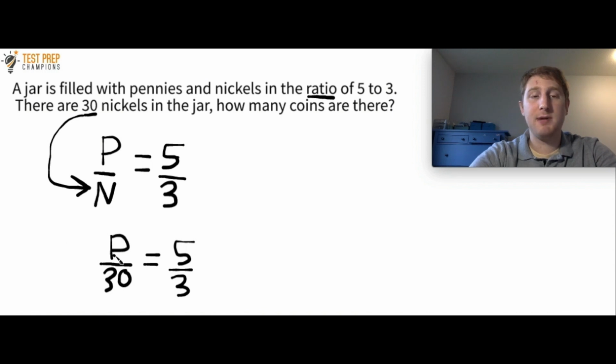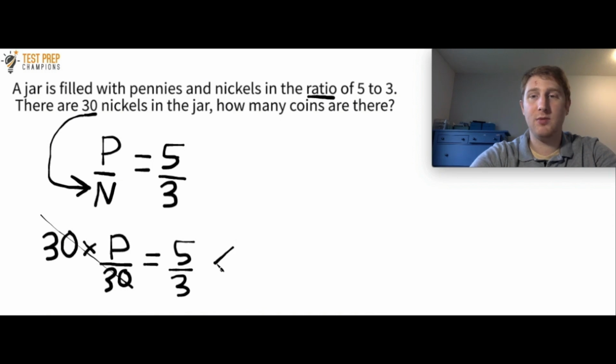Well, because it's p divided by 30, I have to do the opposite of division. Now, the opposite of division is multiplication. So I'm going to multiply by 30. Now, why would I want to multiply by 30? Because if I do that, the 30s are going to cancel out, and that's going to leave us with p, which is what we want.